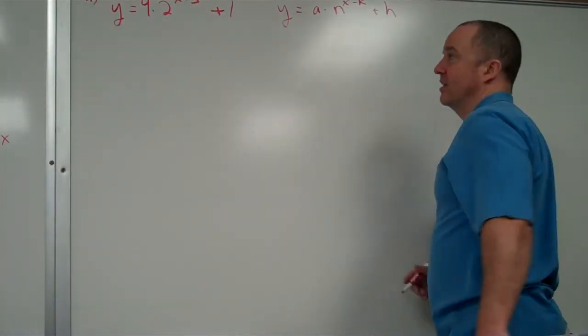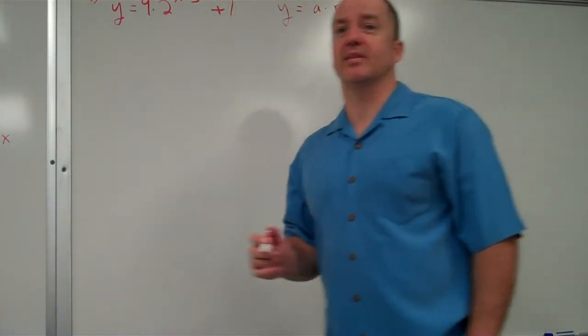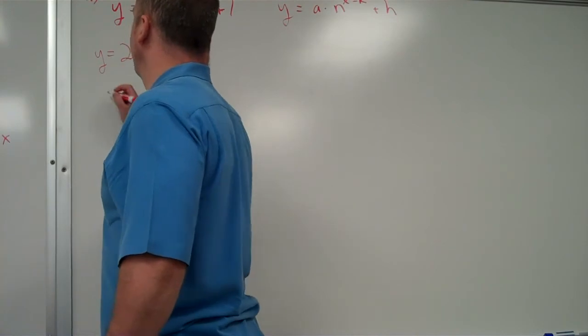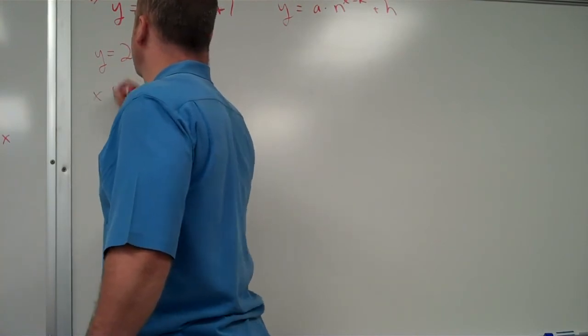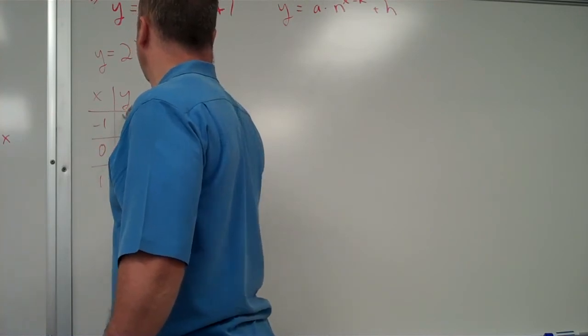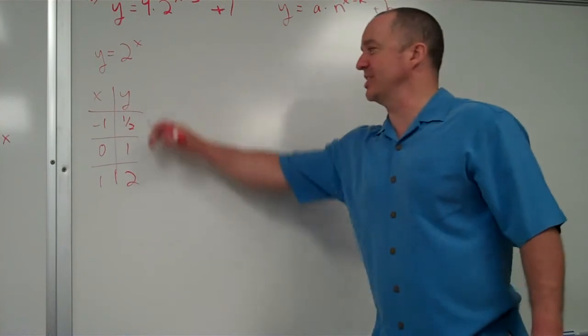Okay. All right? Now, what's the parent function here? Y equals 2 to the x. Very good. And the parent function would give me the 3 points I'd be most interested in, which are the x-values negative 1, 0, and 1, which would give me 1/2, 1, and 2. Hope you guys are starting to see the pattern here.